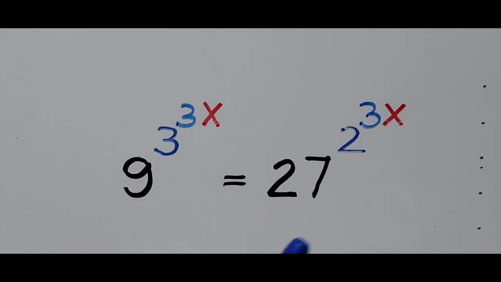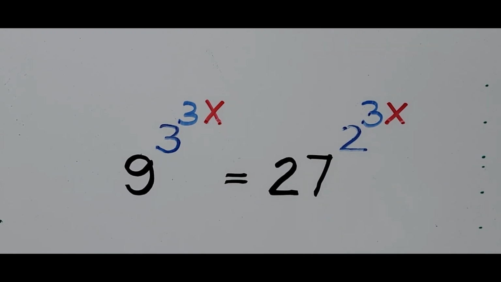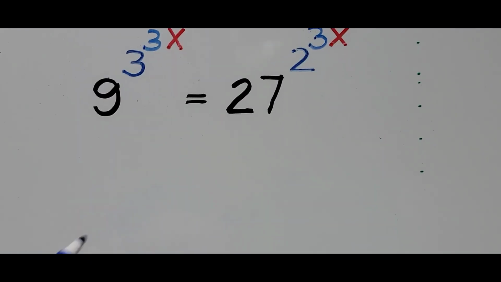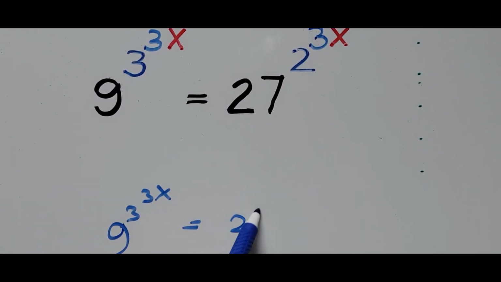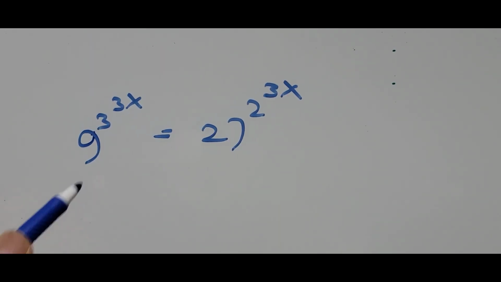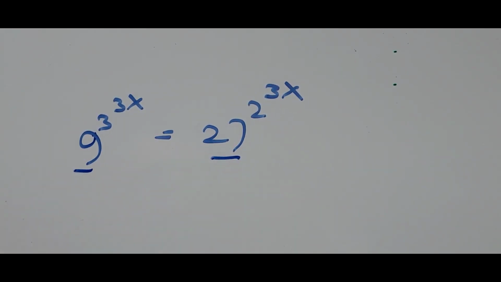Base 9 and base 27 are multiples of 3. So in that case, we're converting the bases into a common base, that is 3. That's the first step. So that is 9 to the power of 3 to the power of 3x equals 27 to the power of 2 to the power of 3x, converting those bases into a common base of 3.